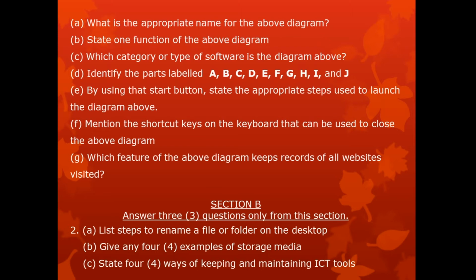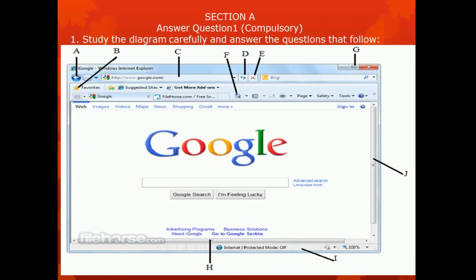C. Which category or type of software is the diagram above? So the answer is supposed to be what? It's an application program. This is an application program. Good.